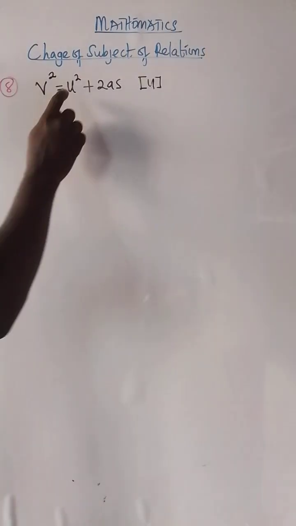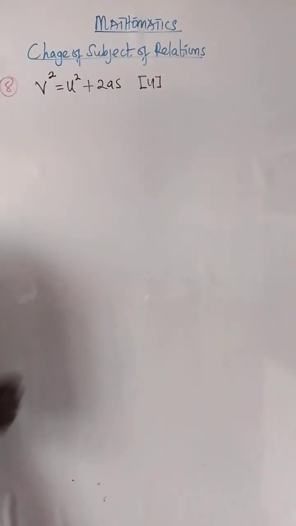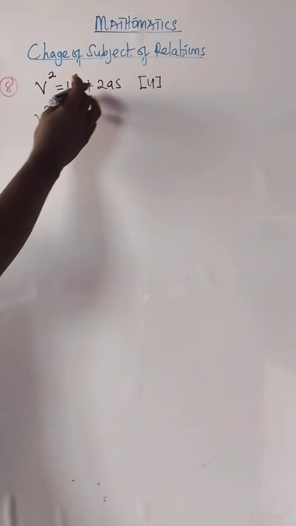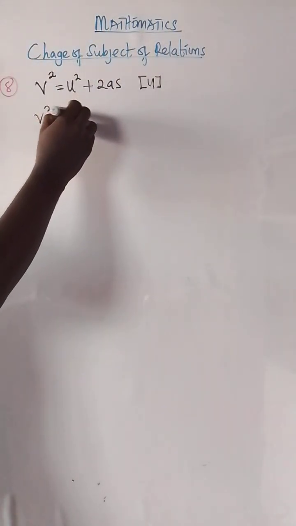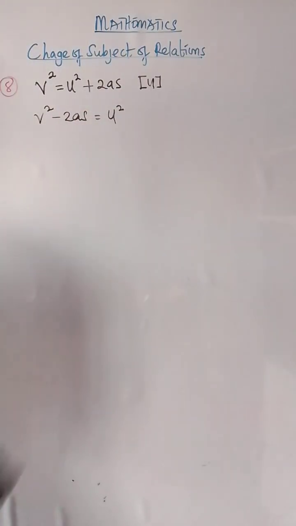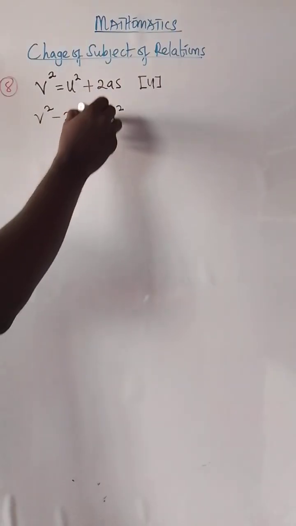Here our aim is to make U the subject. So what happens? This doesn't have U, so we can take this to the other side. So we have V squared. This plus cross term becomes minus 2 years. Then U squared remains here. Now, for us to get the value of U, we need to take that square away. Note this. To take square away, we look for square roots of it.